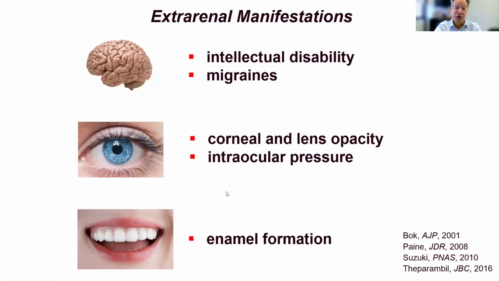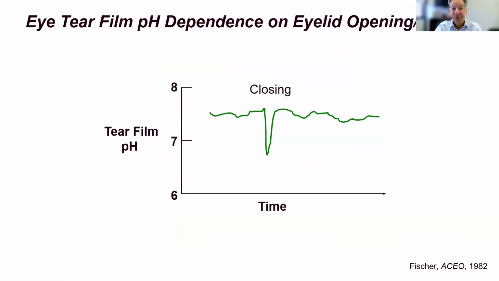And it's essential for forming enamel in our teeth. Without NBCE1, you cannot form teeth properly. The ameloblasts need it in order to both shape the teeth and calcify the teeth appropriately. I'll just show a little example of the importance in the eye.